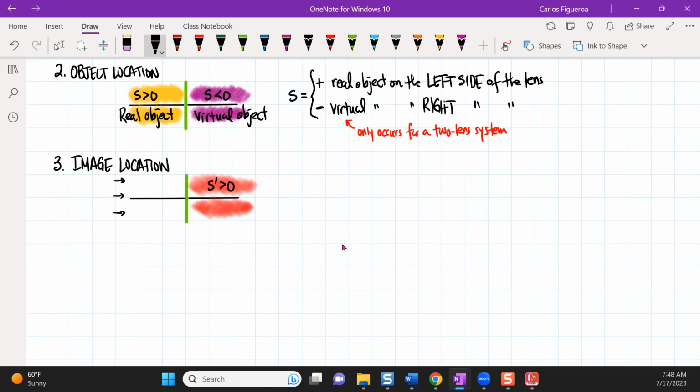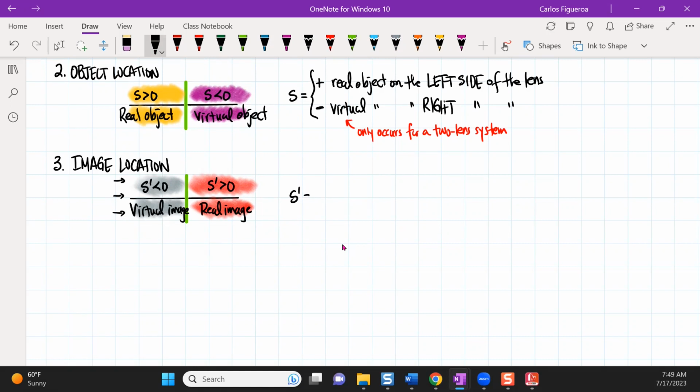Because of this, we call this a real image. That means we can take a screen and capture that. On the other hand, if it's on this side, the left side, it's kind of odd that there's an image that's formed here because we expect the light to go through the glass. So now, in this case, that image is negative. And this is what we call a virtual image.